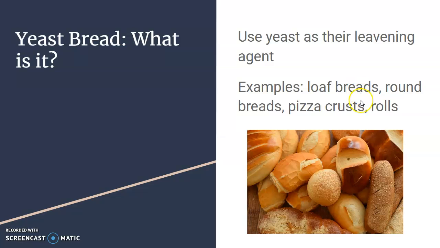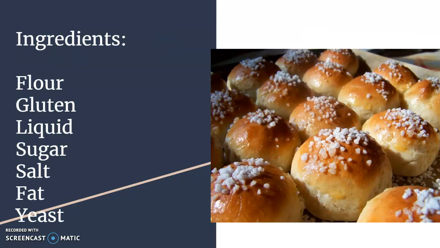So examples of that would be loaf bread, round bread, pizza crust, rolls, all the really good kinds of bread. So when you think of yeast bread, you're obviously going to think about what are the ingredients. And the ingredients include flour, which everyone knows what flour is, but it's the main ingredient, and it's really the flour that makes the bread, but all the other ingredients within it are necessary in order to make the flour work, and come to its full glory. We also have gluten. Gluten is a protein that forms the structure of the bread.